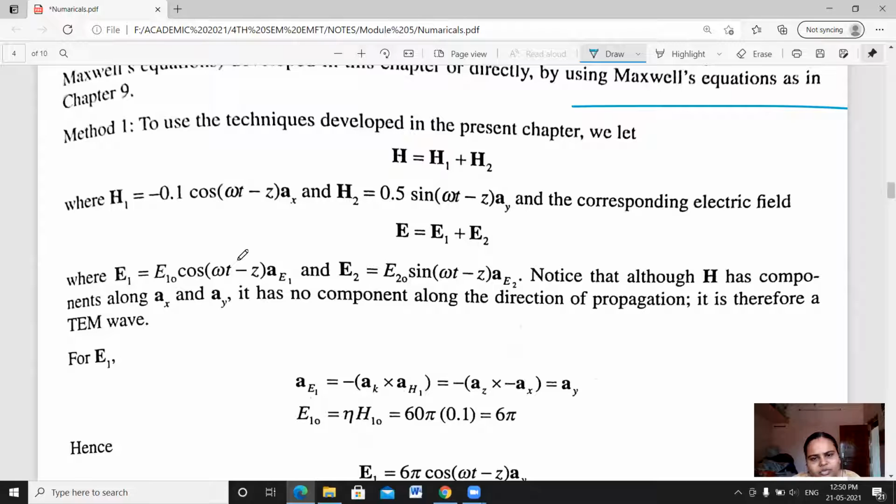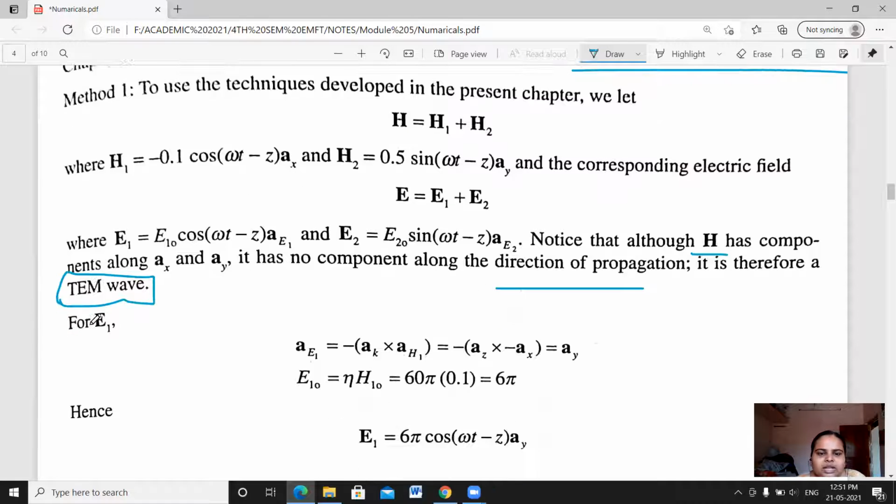In the standard form, E1 is going to be E10 cos(ωt − z) aE1, and E2 is going to be E20 sin(ωt − z) aE2. Then notice that although H has components along aX and aY, it has no component along the direction of propagation. It is therefore a TEM wave.